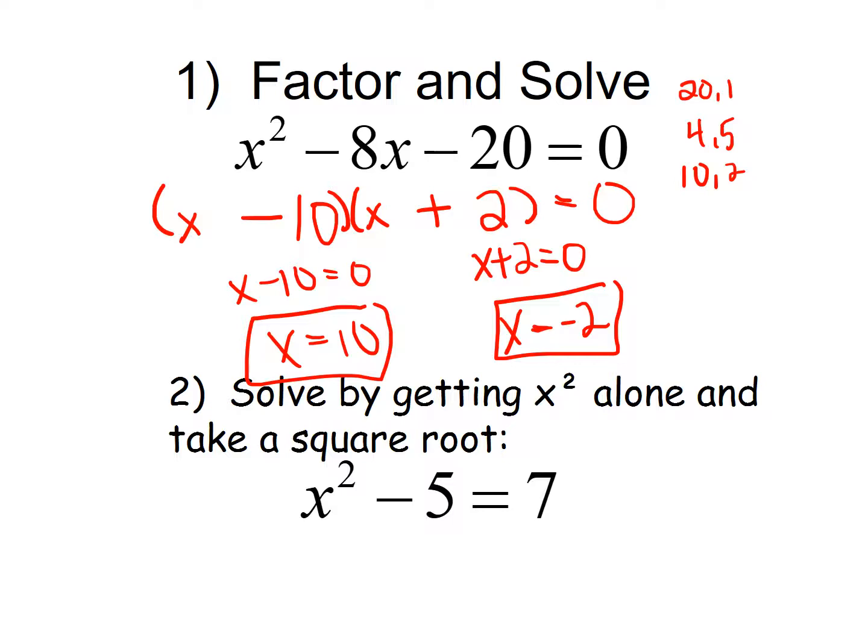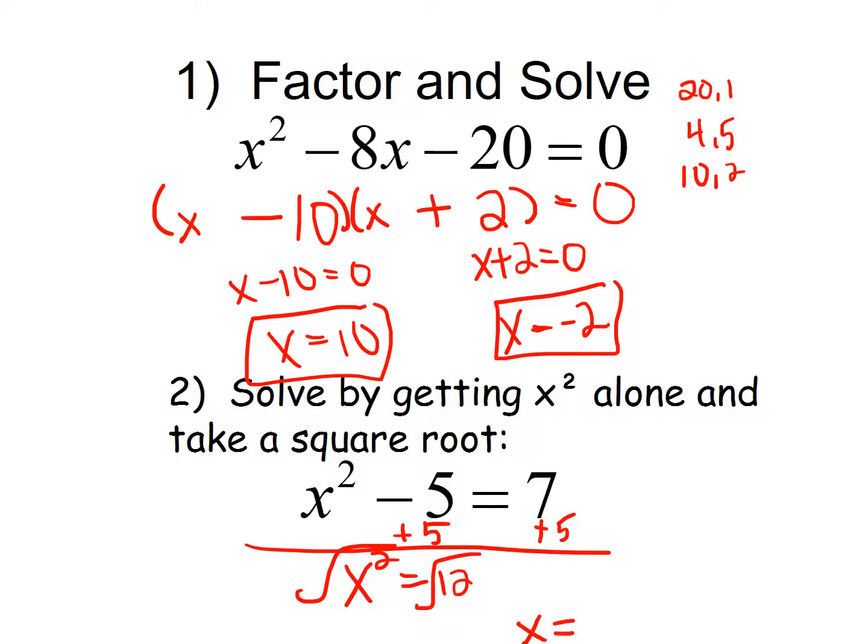Most recently, we've learned how to solve by getting x squared alone and then taking the square root. So we've added 5 to the other side in this example. We took x squared equal to 7 plus 5, which is 12. Take the square root of both sides, then we get x is equal to plus or minus the square root of 12. If you break down 12 into the square root of 4 and the square root of 3, it'd be x is equal to plus or minus 2 root 3.